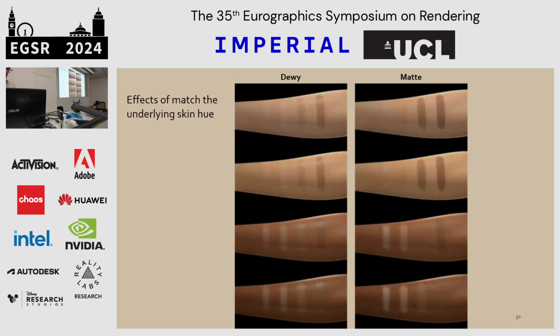Finally, we also want to explore the effects of matching the underlying skin hue, because as I was saying before, the main goal of foundation is to create an even layer that sort of matches the underlying skin. And so we wanted to explore if we are able to replicate this effect. In this case, we have 4 different types of foundation colors, and we have 4 types of different skins. And as you can see, if the foundation does not match the underlying skin, it's more prone to be visible.